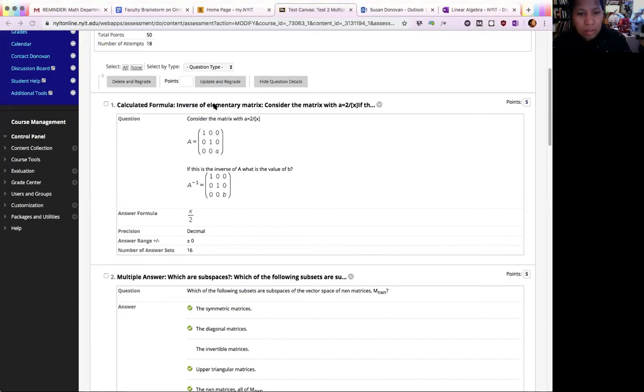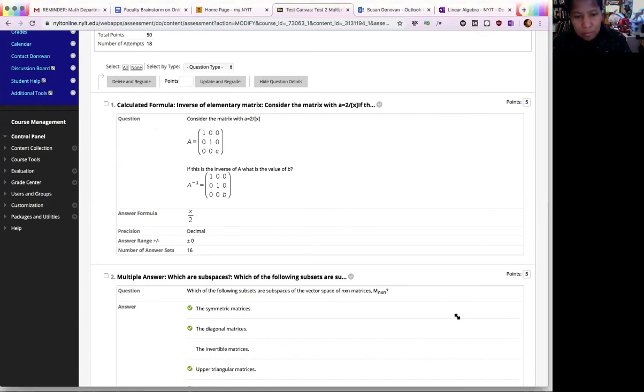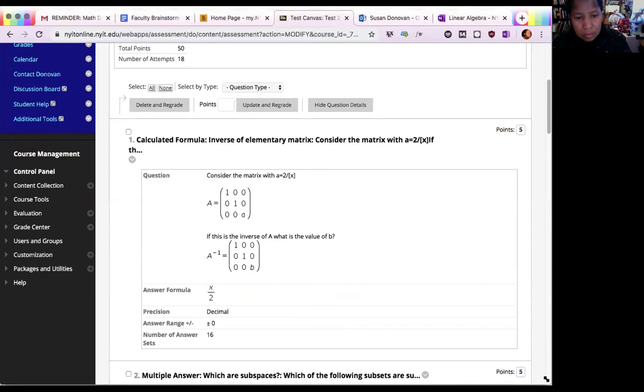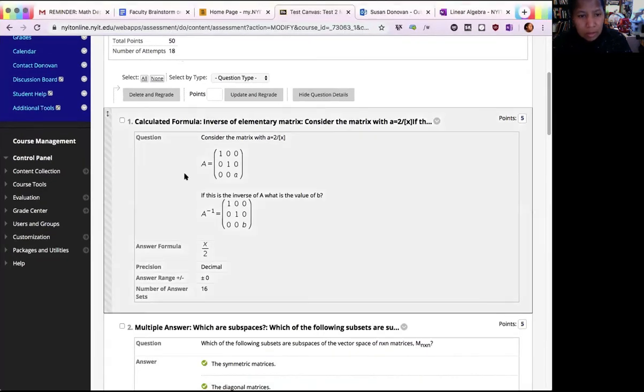This question right here is from my recent linear algebra exam. As you can see, I have a matrix, and it says consider the matrix where A is equal to 2 over X, and X is in brackets, and then they're asked to find the value of B. So B will be the inverse of whatever 2 over X is, and so I have an answer formula of X over 2.